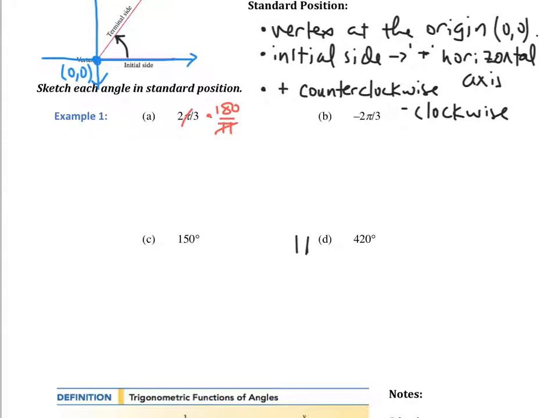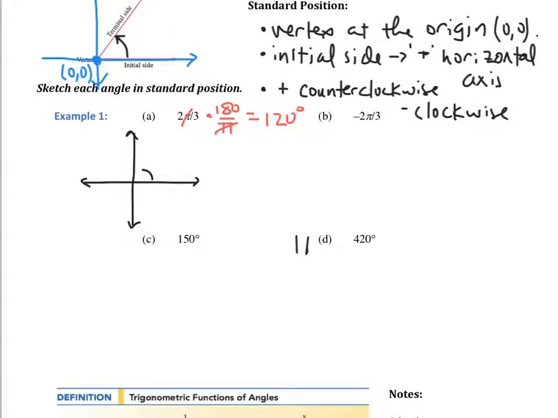So what is 2 times 180 divided by 3? 60. 120. How about 60 times 2, or 120 degrees? Okay, all right, so in terms of graphing, all you've got to do is simply make an x and y axis. All right, and then a reminder that our angle is positive, so we're going to go in a counterclockwise direction, which means that we're going to go up this direction.